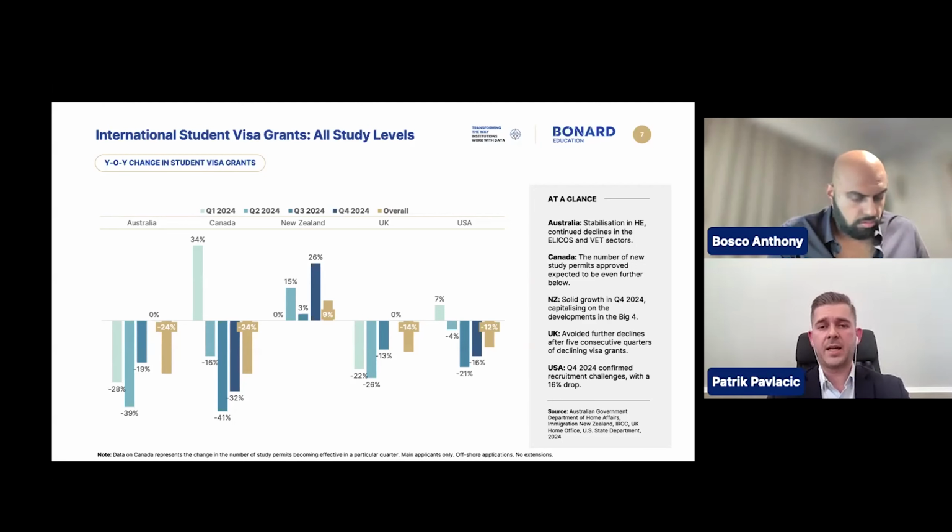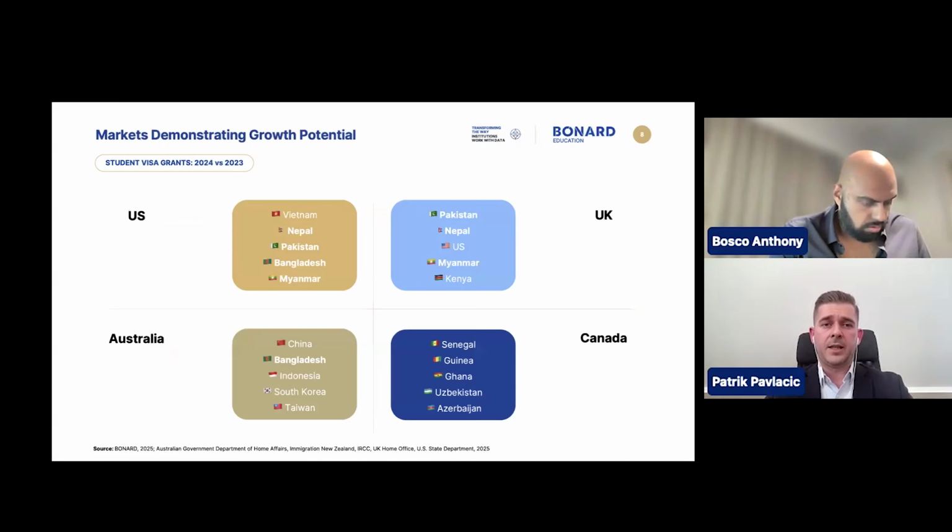So if you tie this picture to what we've seen in terms of enrollment, there's obviously going to be impact on new student enrollment in 2025. Now, despite that picture, one of our key remits is to be able to identify markets that do offer or demonstrate growth potential. So over the last 12 months, we've actually seen some markets outperform the market standard, driving growth to certain destinations.